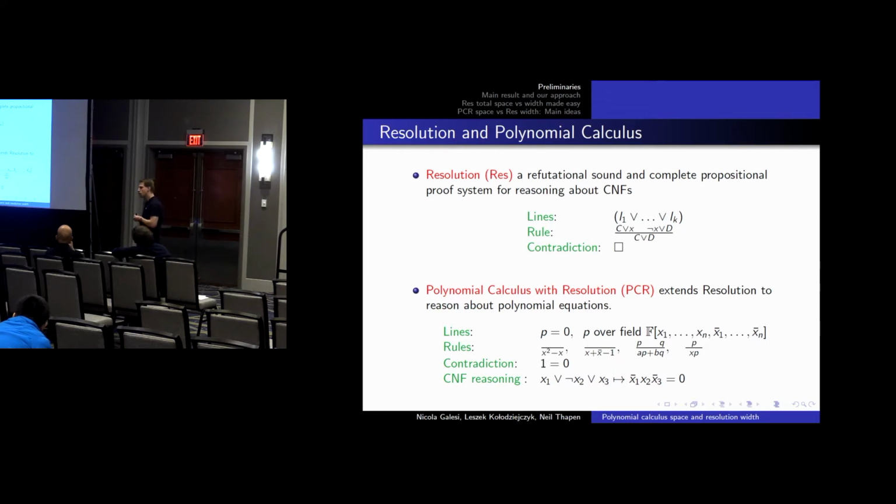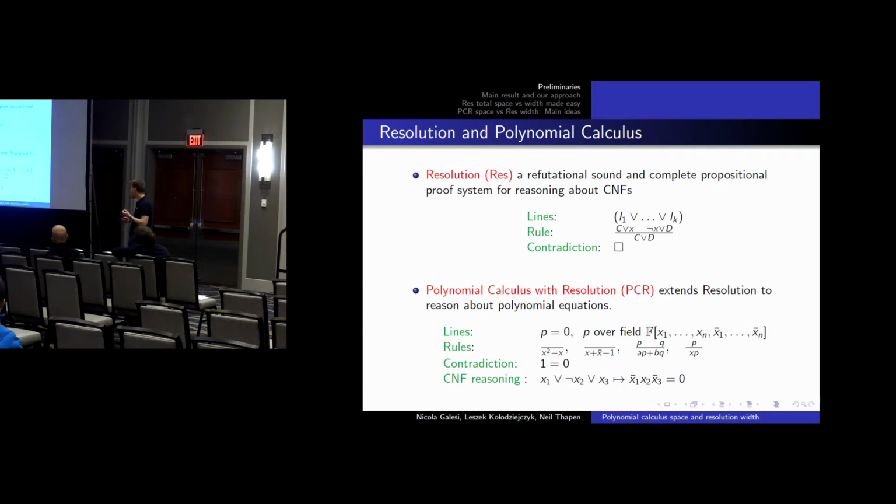We're going to be even more interested in the stronger polynomial calculus with resolution proof system, where we're reasoning about polynomials. So now the input is a bunch of polynomials, which we think of as polynomial equations. So sometimes we'll add that the polynomial equals 0, and sometimes it's just understood from context. The polynomials live in a ring over some field with variables x1 up to xn and x1 bar up to xn bar. These are formally distinct variables.